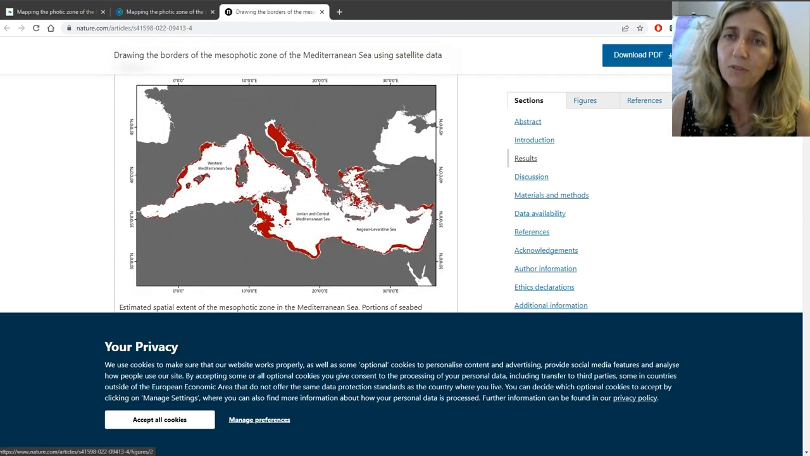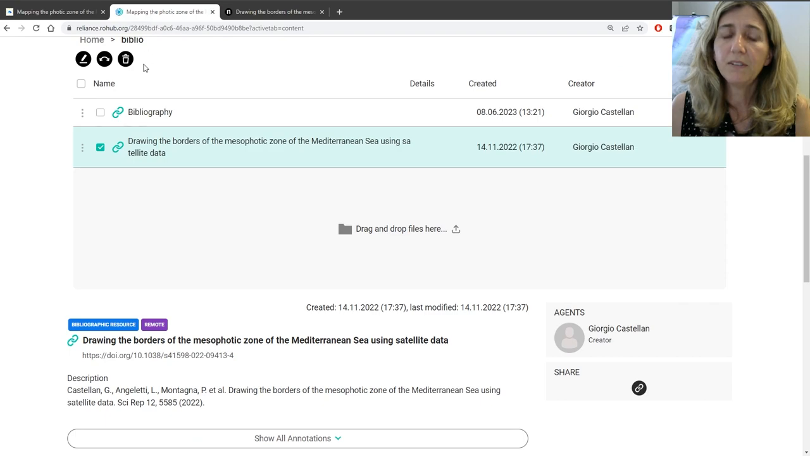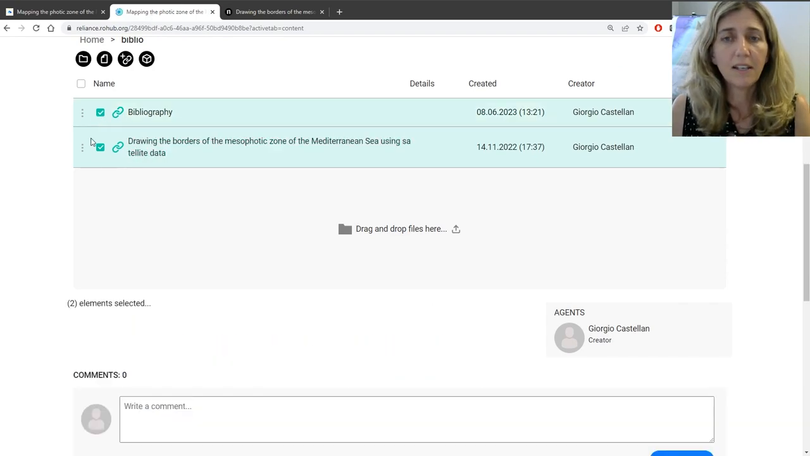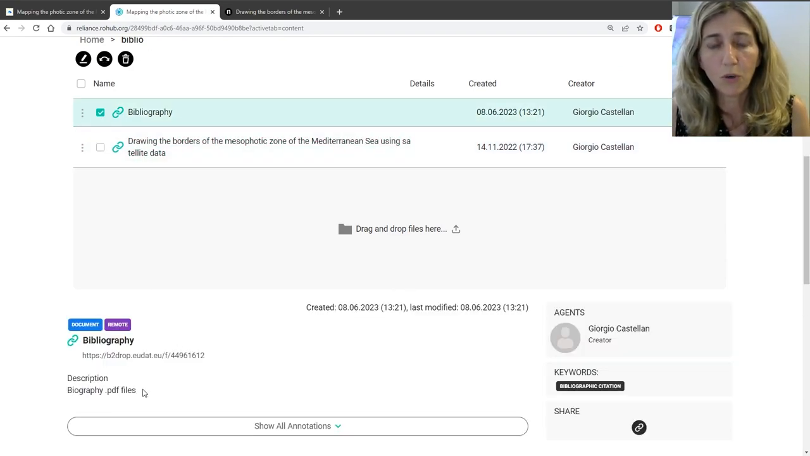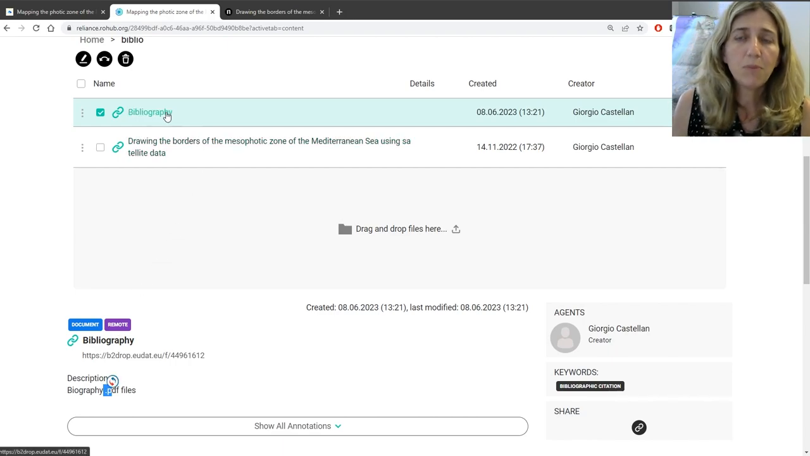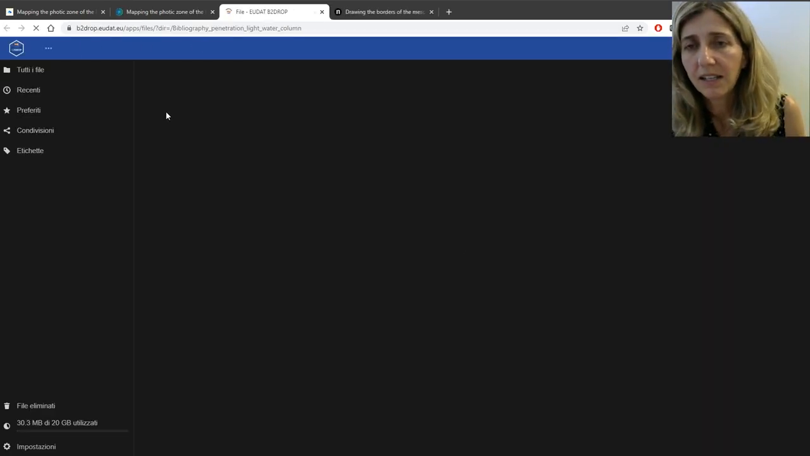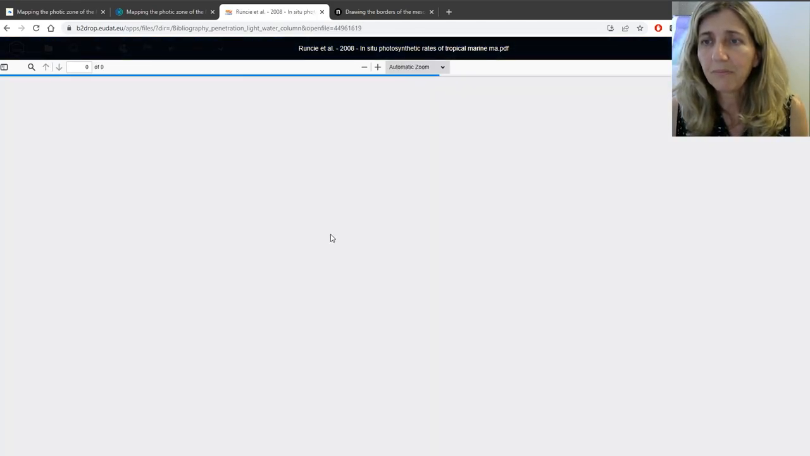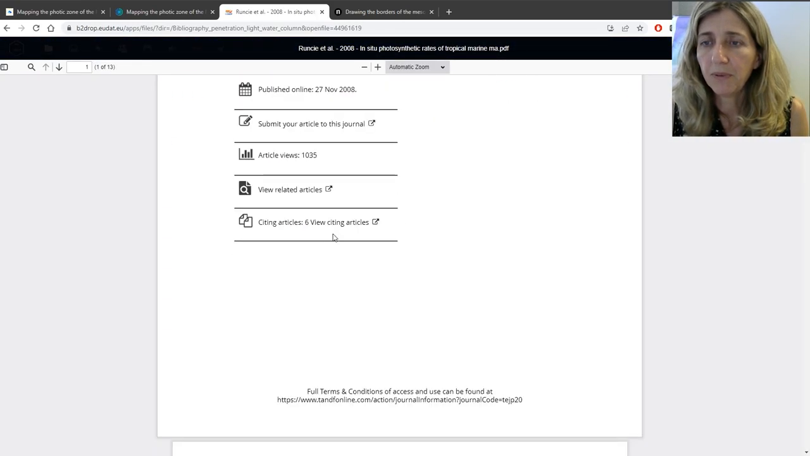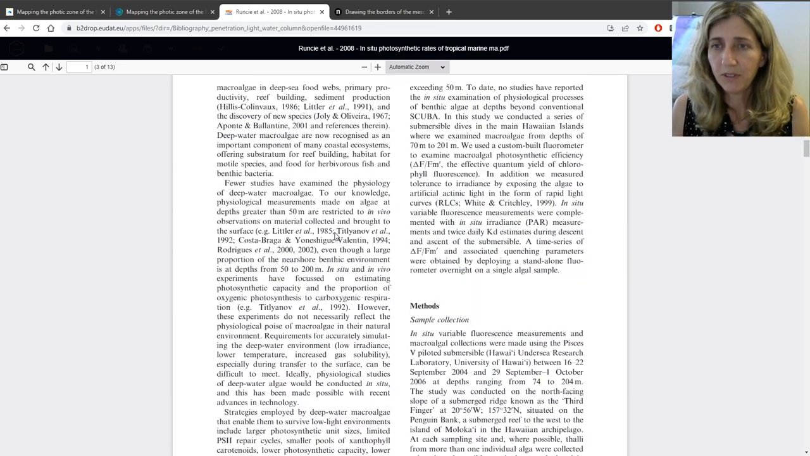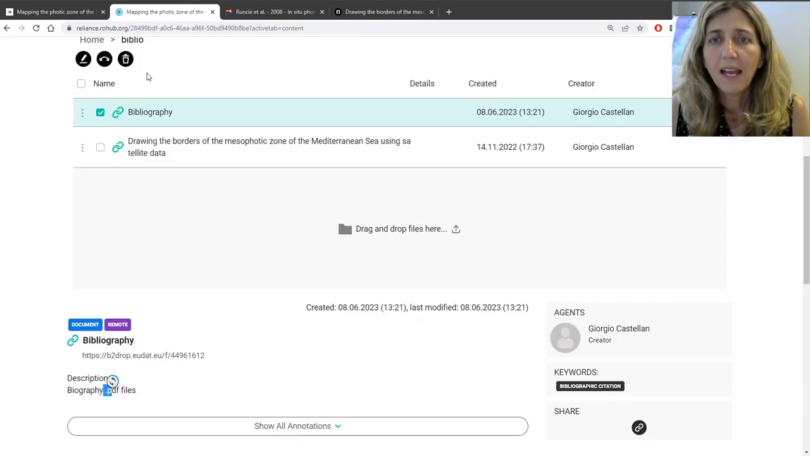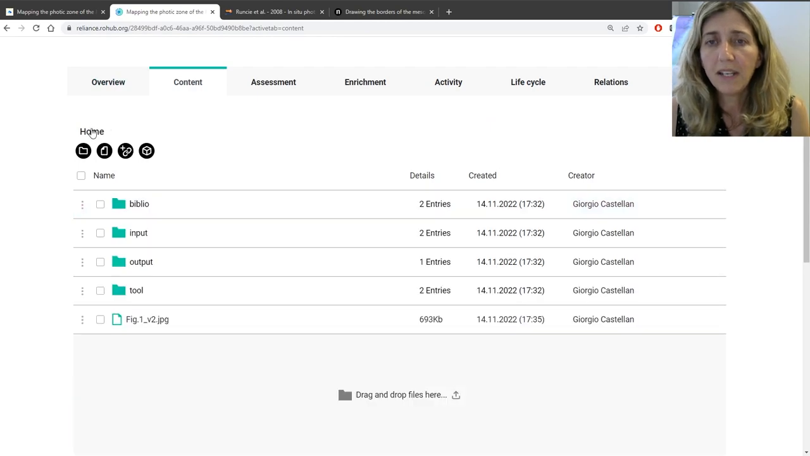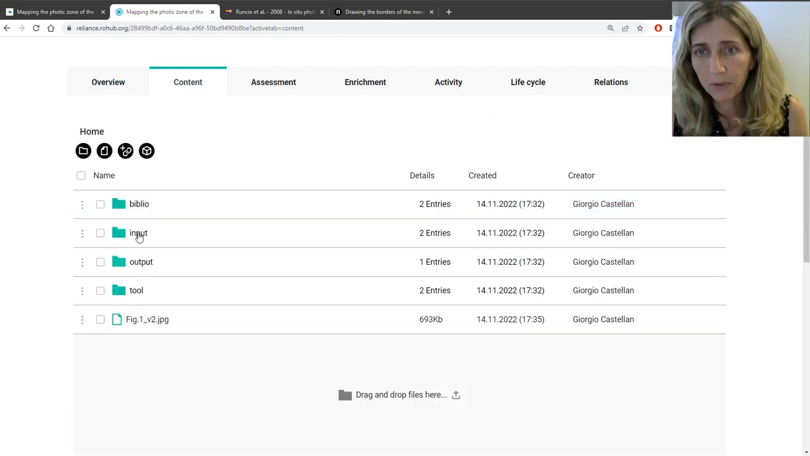This is a resource that is related to Giorgio in particular, so that I can store also papers that are not open source. And in the bibliography link, I can see again other different papers always stored in the B2Drop. Here I see, for example, a paper that is interesting because it's about the mesophotic zone. Again, let's go to home now and let's have a look at the input data.